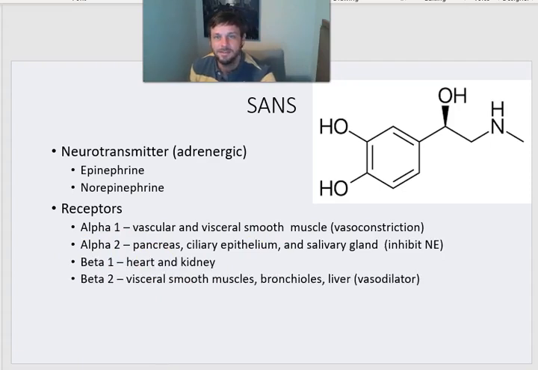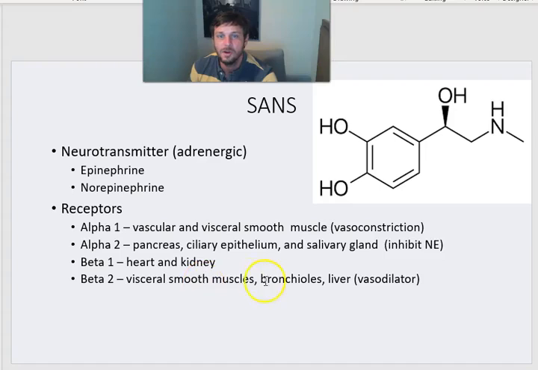Then we have our beta-1s and 2s. Beta-1s you're going to find on the heart, and so they're going to speed up heart contraction. They're actually going to increase heart contraction strength. So you're speeding it up, it's contracting harder. Overall, you're increasing the cardiac output: how much blood can you pump per minute, right?